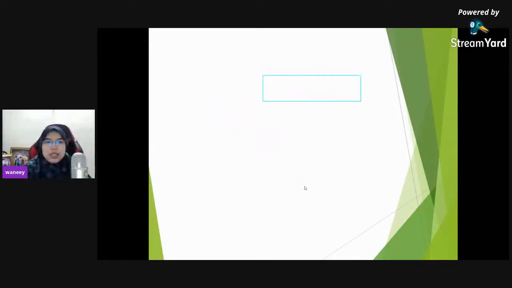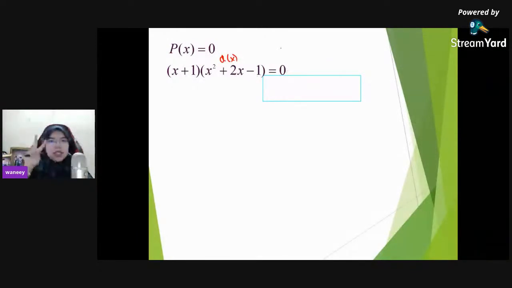Okay, so that means if P(x) is equal to 0, one of the factors is x plus 1. Another factor is our quotient from before. So this is the quotient that we get: x squared plus 2x minus 1 equal to 0. So when we factorize P(x), we get two things. One is the divisor and another one is the quotient equal to 0.